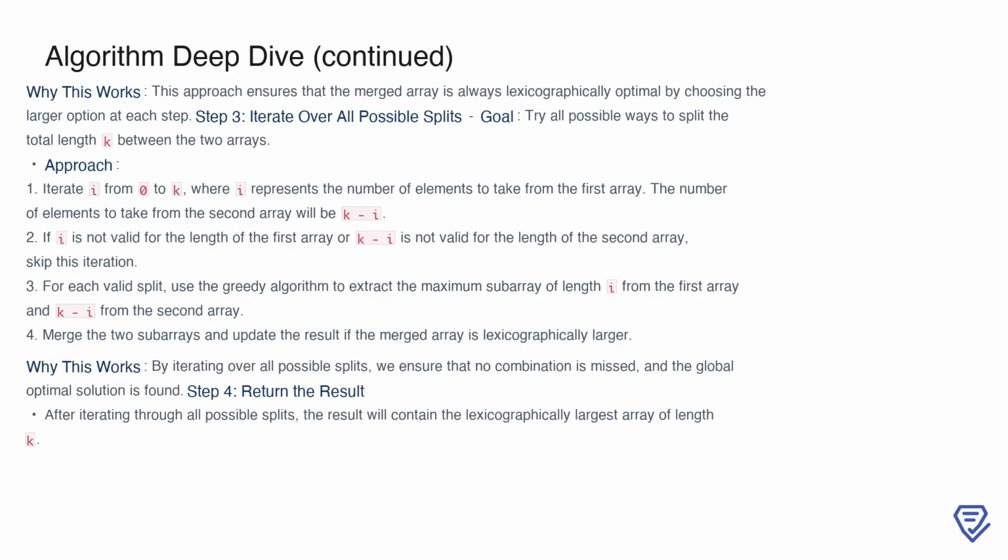For each valid split, we use the greedy algorithm to extract the maximum subarrays of the respective lengths from both arrays. These subarrays are then merged, and the resulting array is compared with the current best result. If the new merged array is lexicographically larger, it replaces the current best result. This exhaustive exploration ensures that no potential solution is overlooked, allowing us to confidently identify the global optimal result.